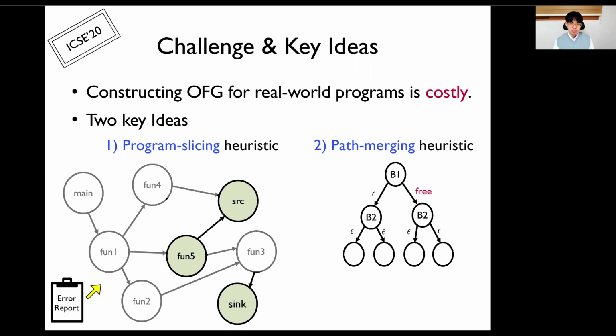And the second heuristic is the path merging heuristic, to selectively distinguish the promising paths. For example, we may have to separate both sides of the branch B1 because the free statement is only feasible in the true branch. However, distinguishing the branch B2 does not help at all, as all the edges consist of epsilons, which is no event. So Saber merges these redundant paths into just one path. Based on these two heuristics, Saber was able to construct OFGs for real-world programs, thereby achieving high repairability even for large programs.